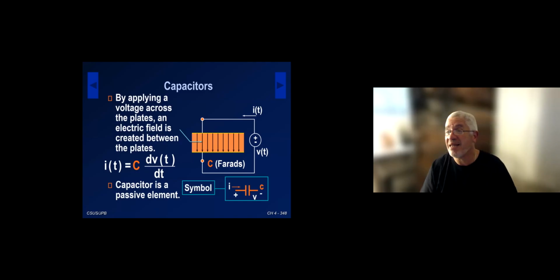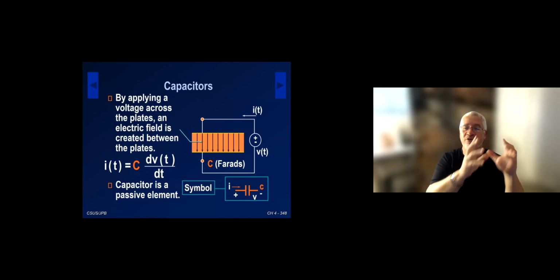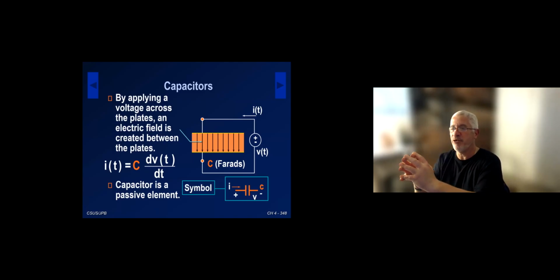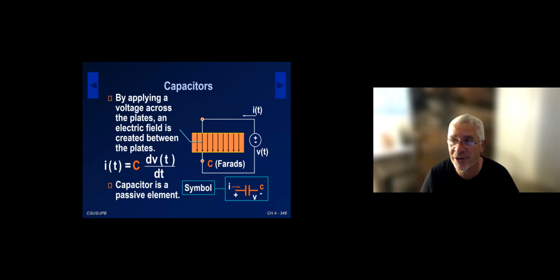And obviously the capacitance is essentially a given spec for how the capacitor is constructed. So you can see that the inductor has a totally different current voltage relationship than the capacitor. For the inductor, the voltage is proportional to the derivative of the current. For the capacitor, it's the current proportional to the derivative of the voltage.